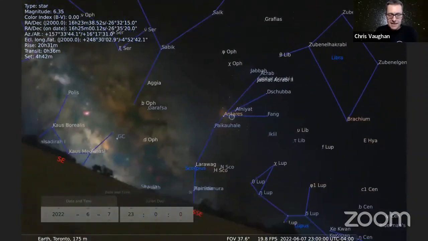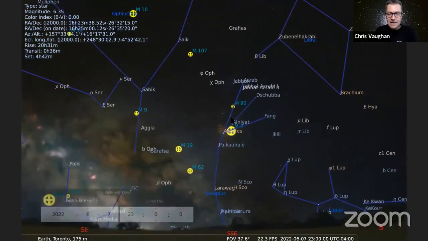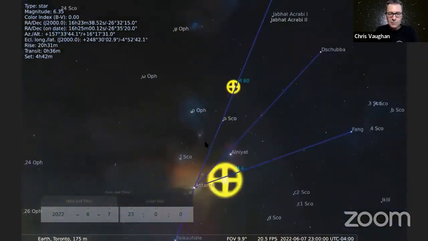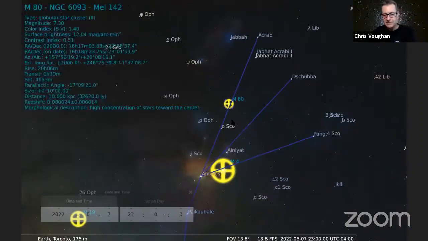And M80, let's go with M80 here. M80 is above Antares and M4. And what's neat is that a few of these, you can use the claw stars of Scorpius to find. So M80 is easy because if you go halfway from Antares to the highest claw star, Acrab, it's halfway along. So that's an easy one to find.